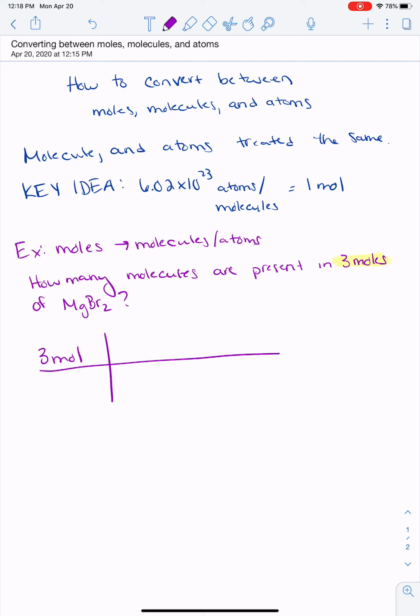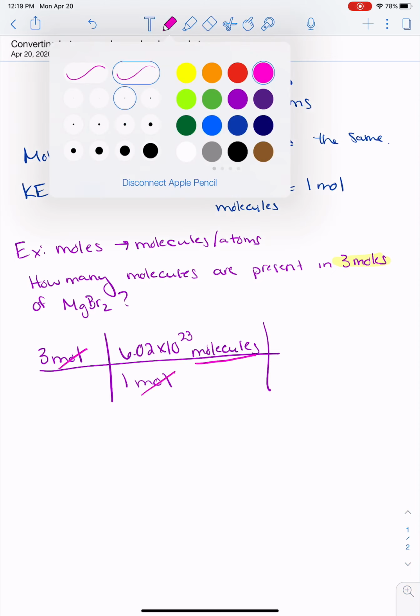Now, if we look at our conversion factor, we know that 1 mole equals 6.02 times 10 to the 23rd atoms. We want moles to cancel, so we're going to put it on the bottom. And then we have to put 6.02 times 10 to the 23rd molecules on top. And we see that mole would cancel and we'd be left with molecules. And that's what we were asked for.